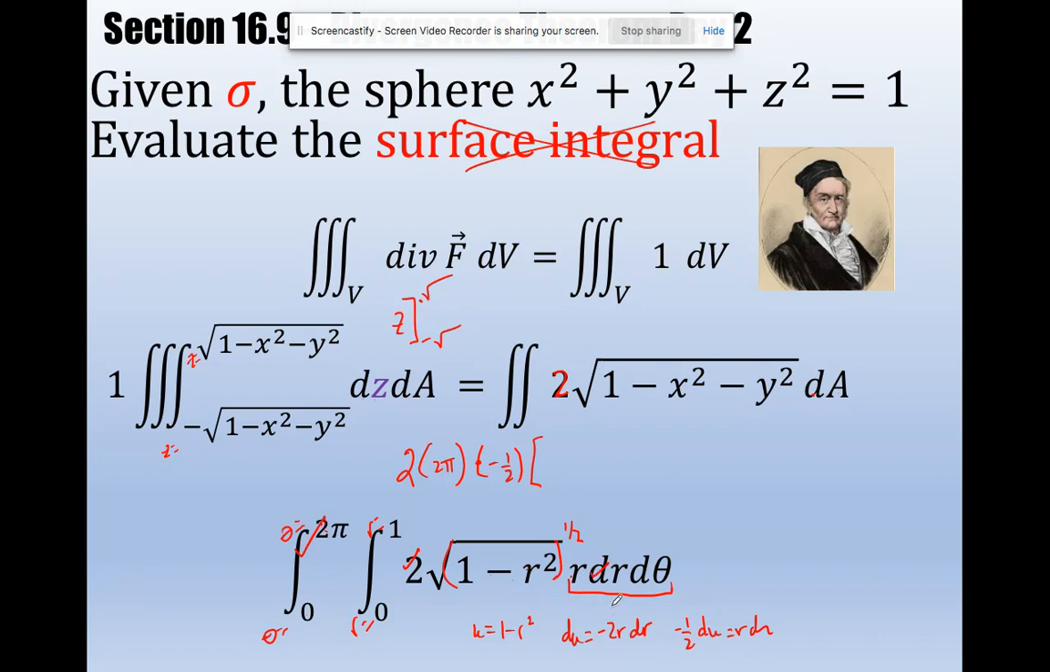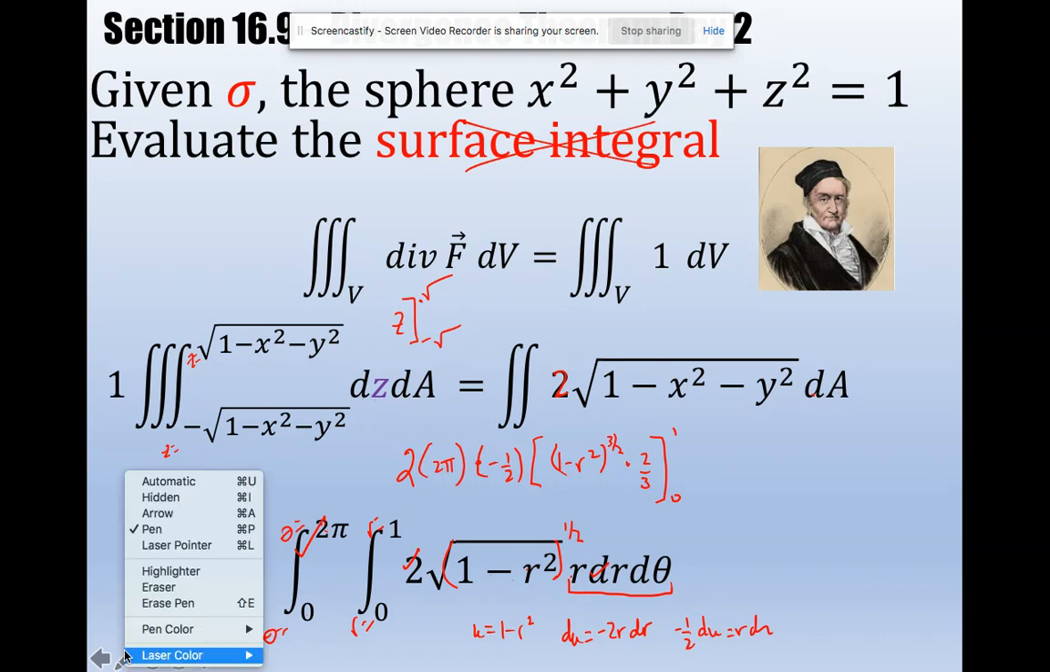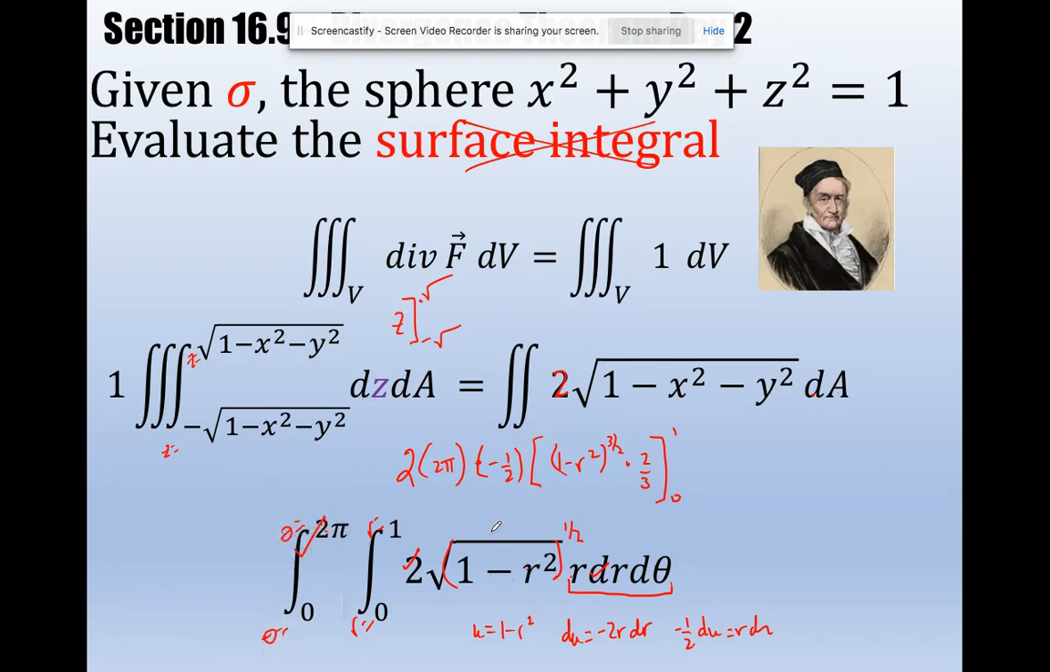R dr turned into negative 1/2 du. My u is 1 minus r squared to the 1/2, so I'm going to get 1 minus r squared to the 3/2 divided by 3/2, but that's really multiplied by 2/3. And that's going to be evaluated at 0 and 1. So 2 times this is 4 pi. Oh, cancel that out. So there I have a negative 2 pi here.